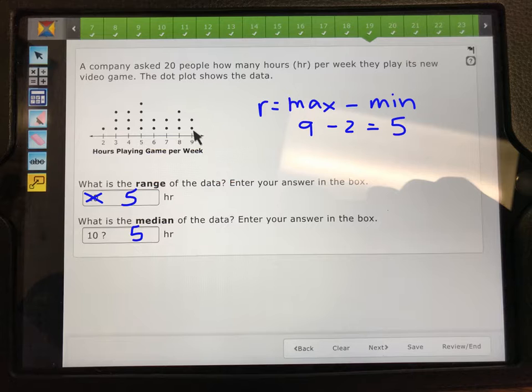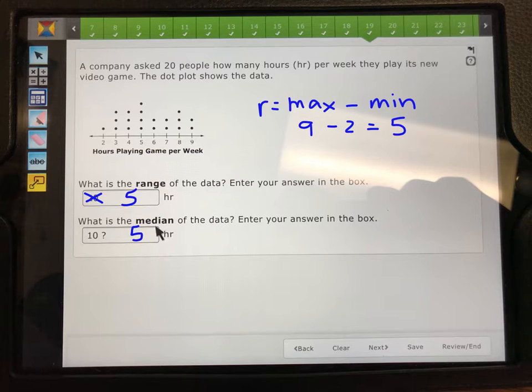So this person played for 9 hours a week. This person also played for 9 hours a week. Does not mean that there was 18 hours played by one person, and that's going to be the max. The max is only 9. 9 is the highest number plotted. 2 is the lowest number plotted. So this person only did 2. So my range would be 9, my max, minus 2, my minimum, giving me 5 hours.